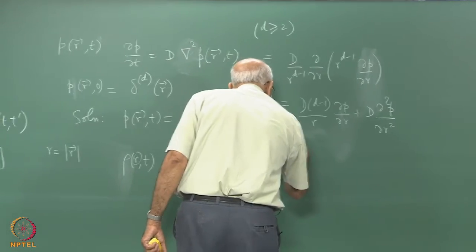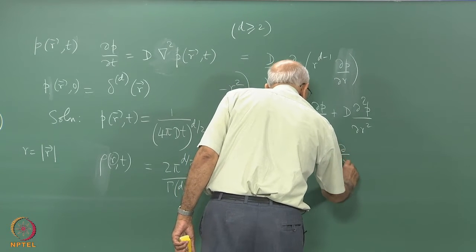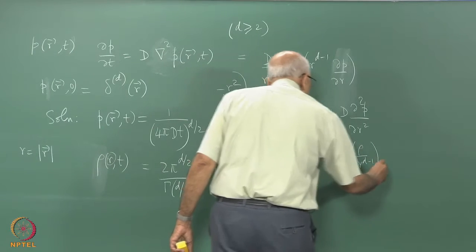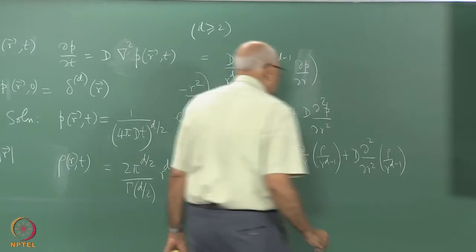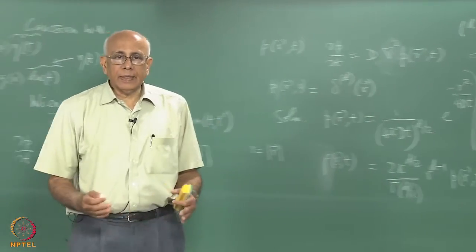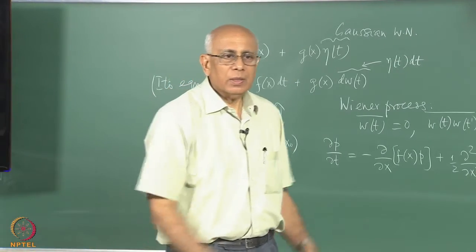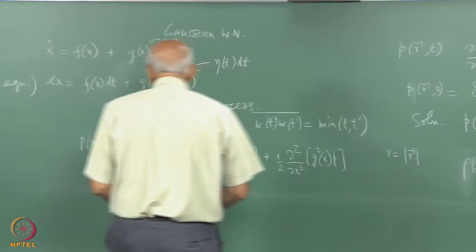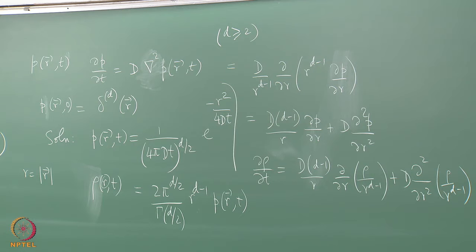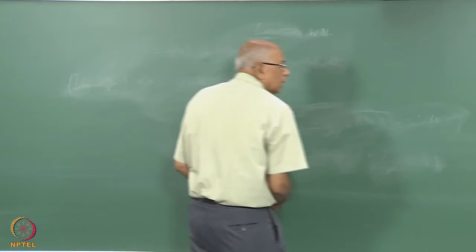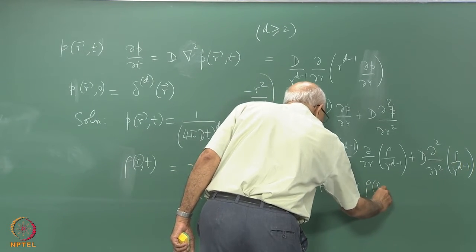So this immediately says ∂ρ/∂t equals d times (d minus 1) over r, ∂/∂r of ρ divided by r to the power d minus 1, plus d. You're guaranteed that ρ is going to satisfy this differential equation, right? And now the task is to simplify it, write out this second derivative term and so on. And you get an equation which is going to tell you what, so this will imply a Fokker-Planck equation for ρ of r.